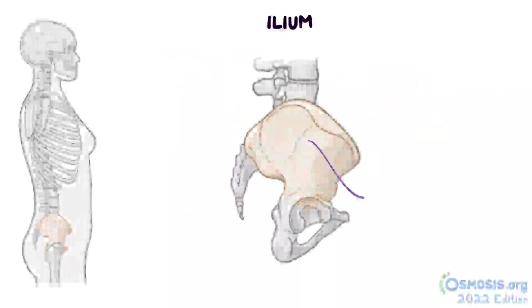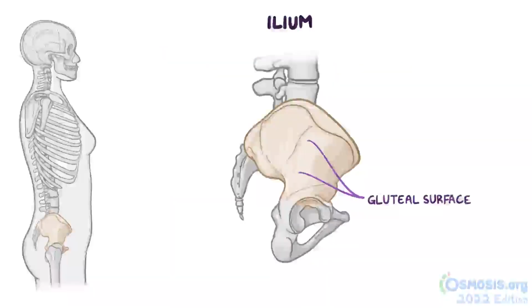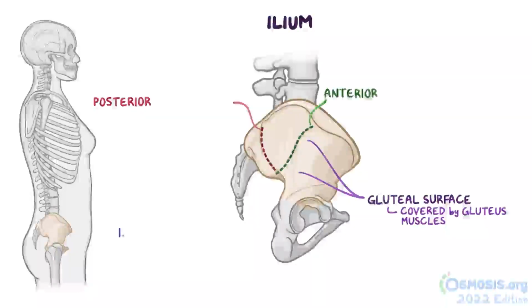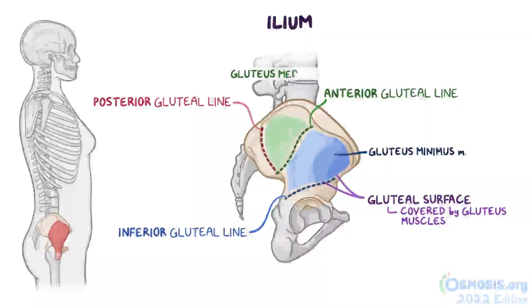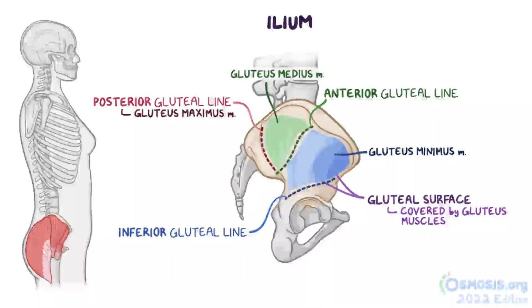Posteriorly, the ilium presents the gluteal surface. This surface is covered by three muscles called gluteus muscles. These muscles originate from lines on the gluteal surface of the ilium called posterior, anterior, and inferior gluteal lines. The gluteus minimus originates between the anterior and inferior gluteal lines. The gluteus medius originates between the anterior and posterior gluteal lines. And finally, the posterior gluteal line forms part of the origin of the gluteus maximus, which is the largest of the gluteal muscles.